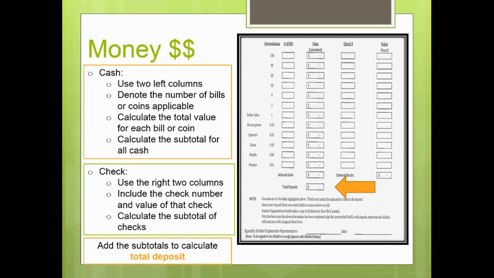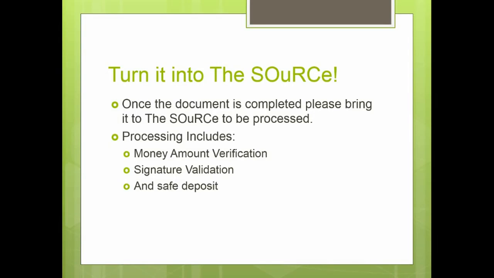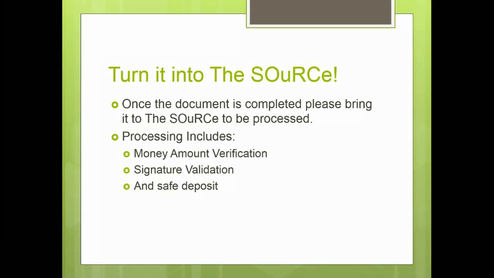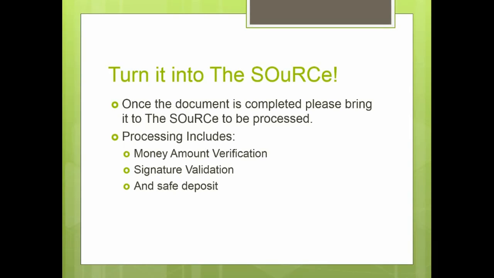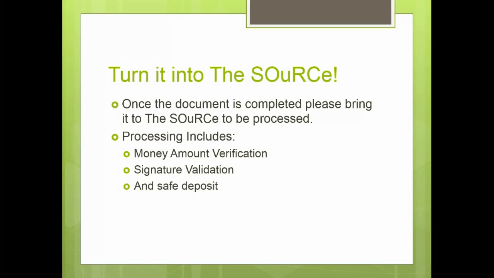Now you are ready to turn in the form. You'll bring the form and the tender that was accounted for on the form into the source. Here it will be processed and put into your student organization's SAF account. The processing that occurs will be a double checking of all the money and then a signature verification by both the organization representative and the verifying source liaison.